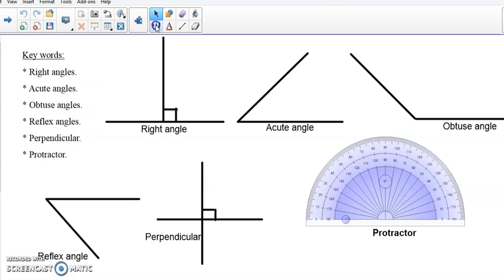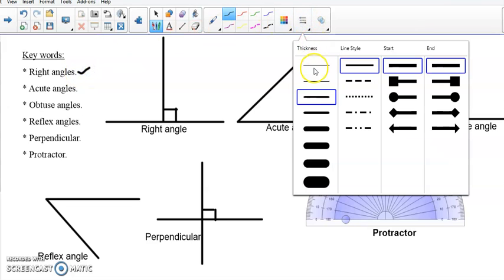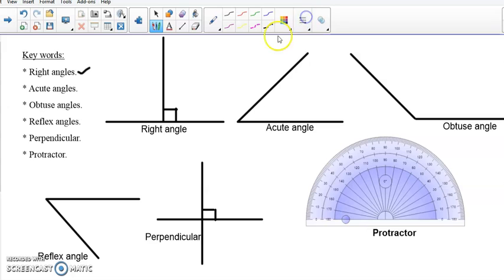In the first key word we have there, we talk about the right angle. Now this right angle is the angle that makes up to 90 degrees. So this right angle is an angle that is equal to what? 90 degrees. We call it a right angle. You can see this shape is what we call a right angle.